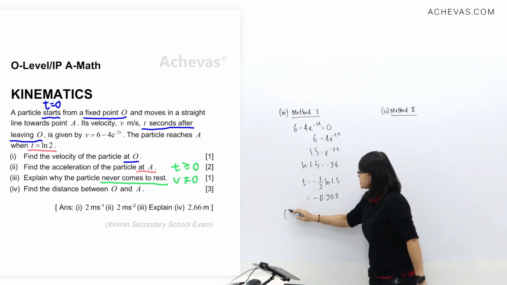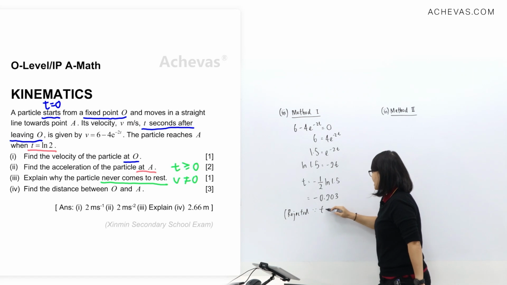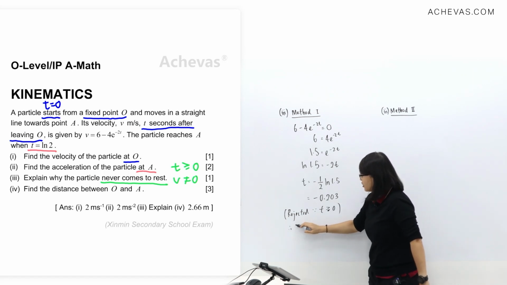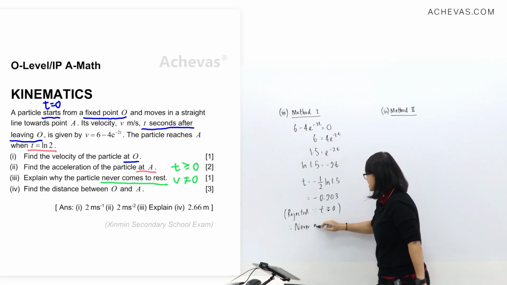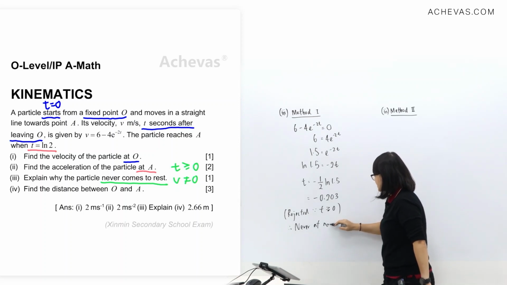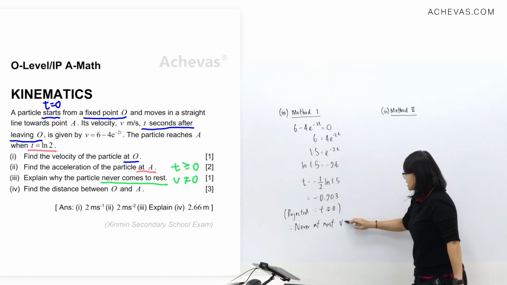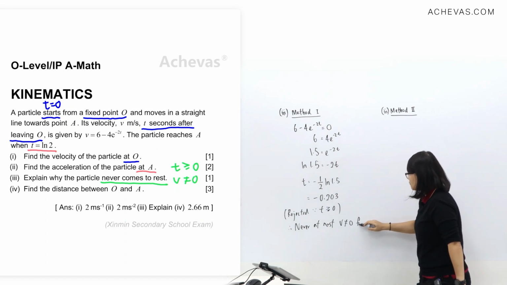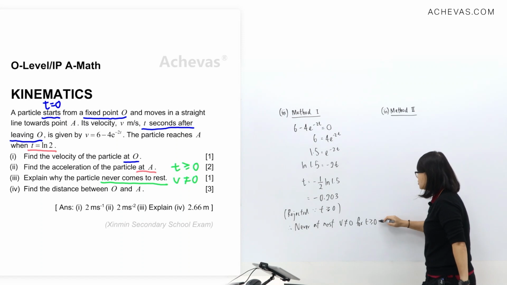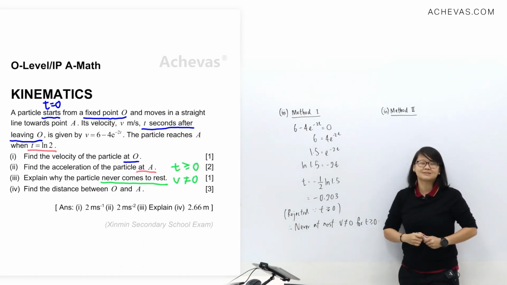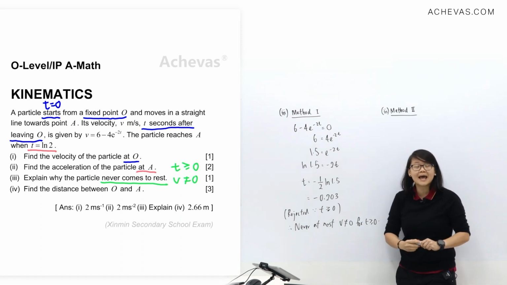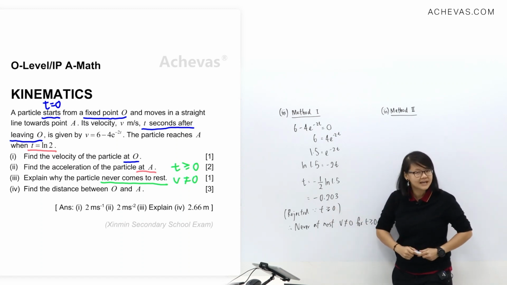So I'm going to explain this is rejected because time must be more than or equal to 0. So I'm going to explain, therefore, never at rest, v can't take the value of 0 for time more than or equal to 0. So this is method number 1 here. Now let's take a look at what other ways we can explain.